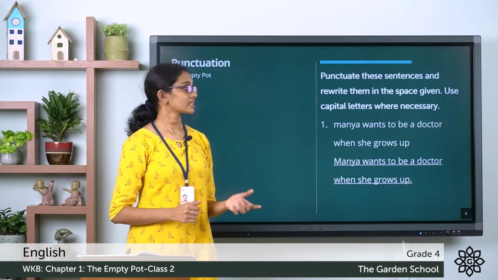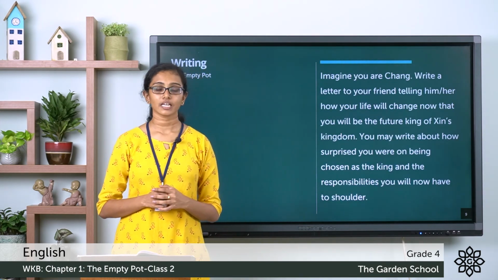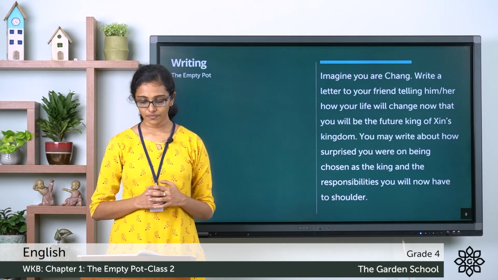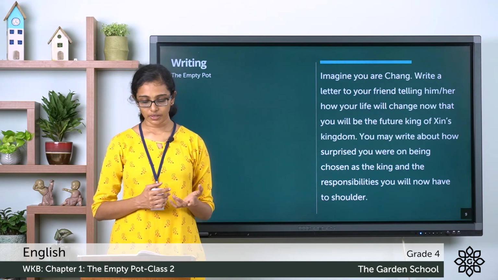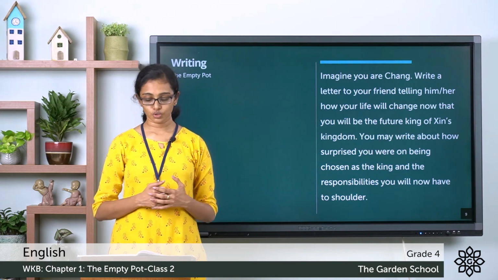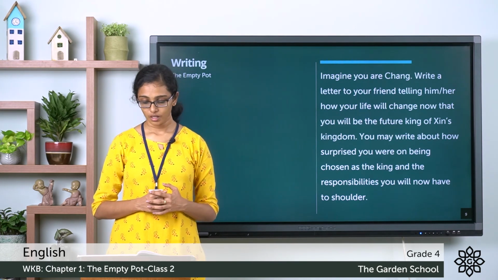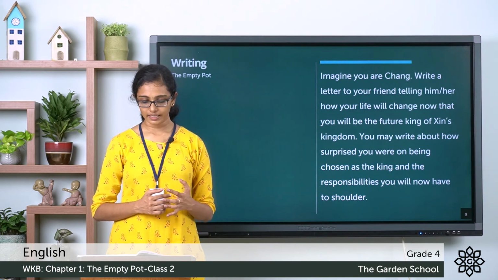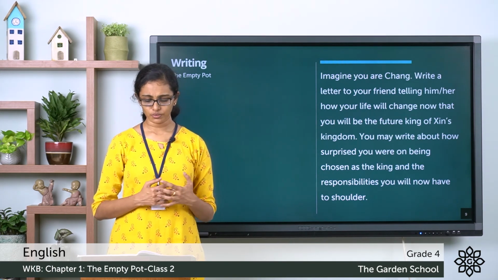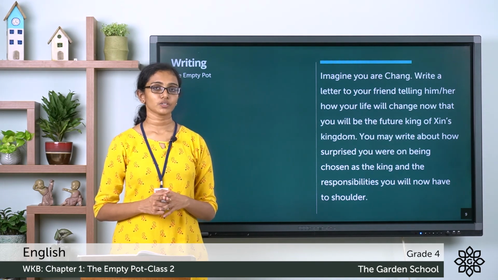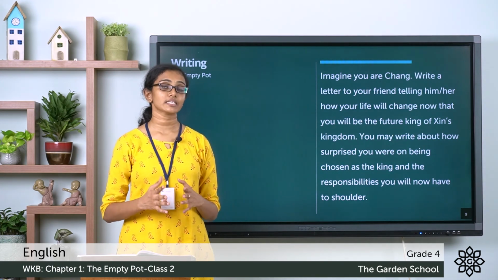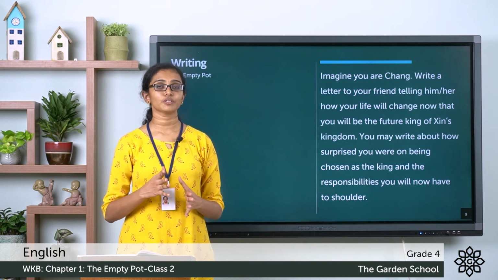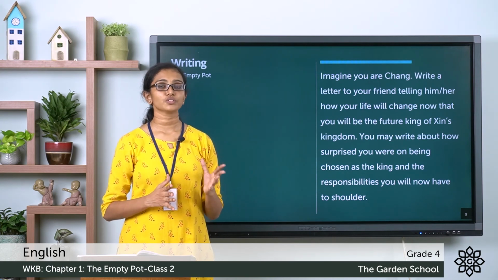Now let's discuss the next section. This is the writing exercise. Here you are asked to imagine you are Chang. Write a letter to your friend telling him or her how your life will change now that you will be the future king of Shin's kingdom. You may write about how surprised you were on being chosen as the king and the responsibilities you will now have to shoulder. Here in this exercise, you are asked to imagine that you are Chang and you are writing an informal letter to a friend, telling him or her about how lucky you were to be chosen as the soon-to-be king of Shin's kingdom.